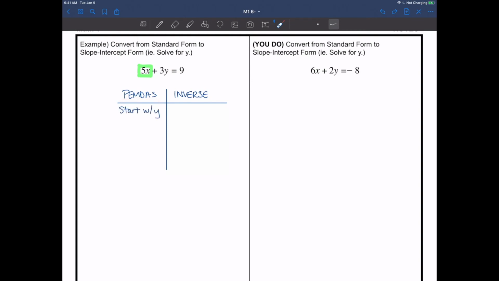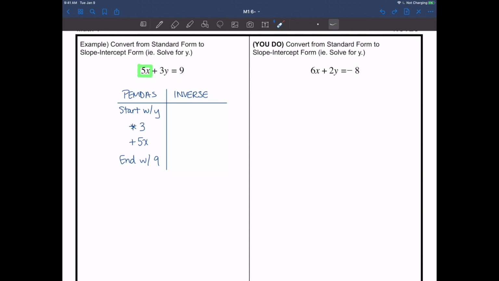So we're going to start with y because we're interested in it. And the next thing that happens to y is that y gets multiplied by 3. And then there's like a little invisible plus sign here because this is a positive 5x. So I'm adding 5x. And then end with the equal sign. We're going to end with 9.